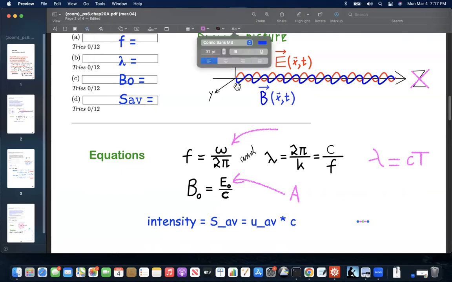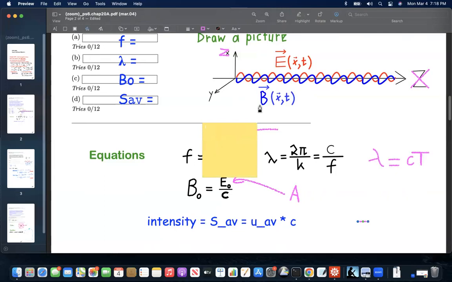Let's see, I'm not doing too well with making these. See if I can do it this way. That's not what I want. This is what I want.